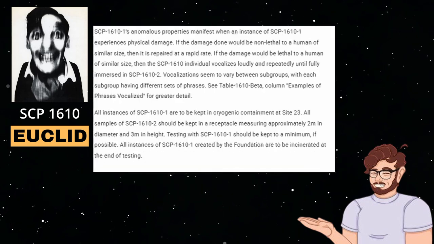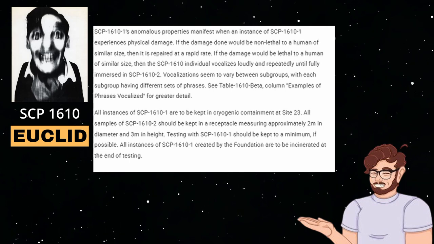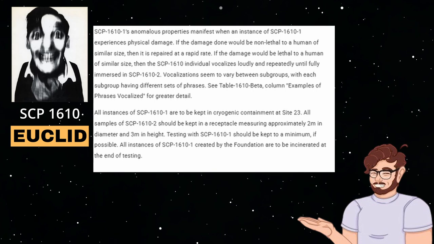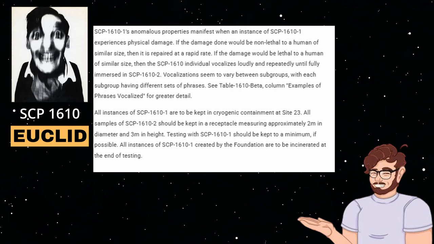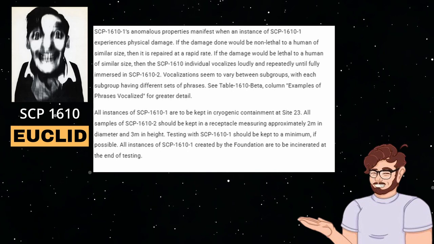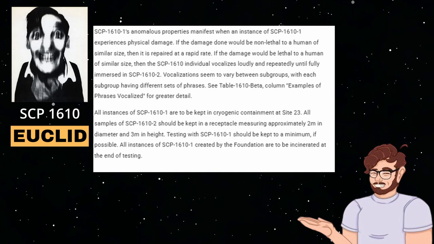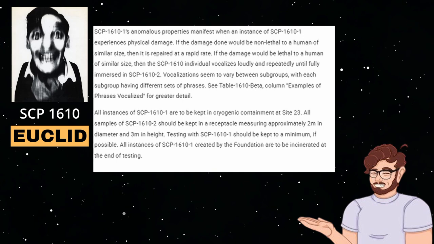1610-1's anomalous properties manifest when an instance of 1610-1 experiences physical damage. If the damage done would be non-lethal to a human of similar size, then it is repaired at a rapid rate. If the damage would be lethal to a human of similar size, then the 1610 individual vocalizes loudly and repeatedly until fully immersed in 1610-2. Vocalizations seem to vary between subgroups, with each subgroup having a different set of phrases.